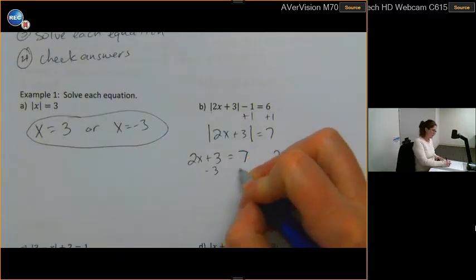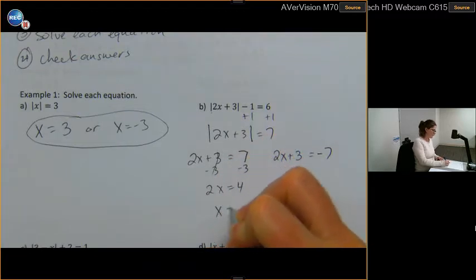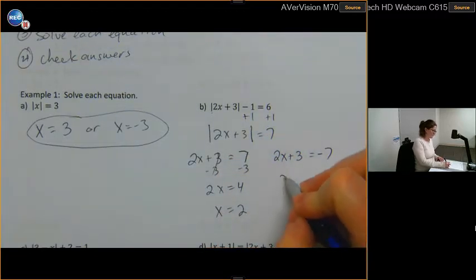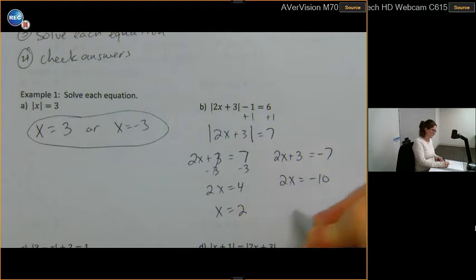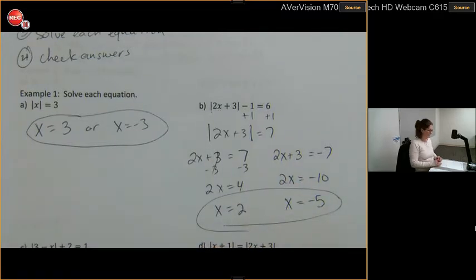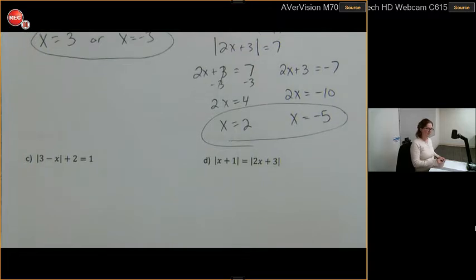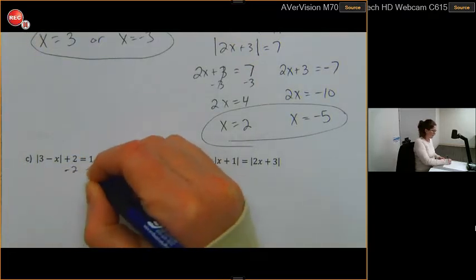And we solve these two equations. And we can check our answers by subbing them back in for the x. In this case, we will find that they do both work. Part C, so getting the absolute value by itself first.